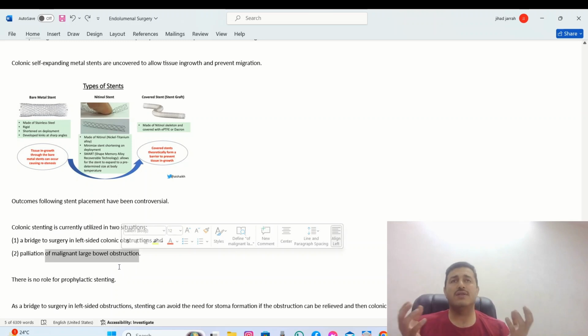The type of stent we use in the colon is self-expanded uncovered. Why? Because the covered stent will prevent the invasion, and we need this invasion to keep the stent in place, because one of the complications is migration. So we use an uncovered self-expanded stent. What else can we add? No role for prophylactic stenting. The complications could be perforation, migration, or again obstruction due to malignant invasion.